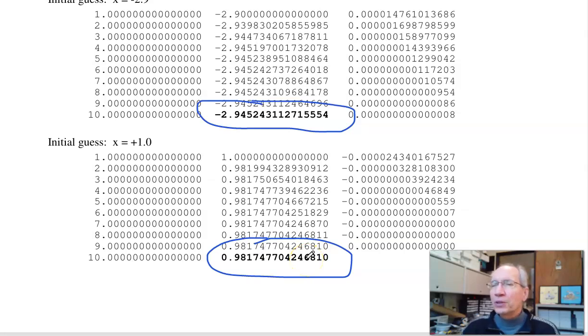And this is typical with Newton's method. You've got to have some knowledge of what the answer is going to look like. If you're completely clueless, it sometimes doesn't work real well.